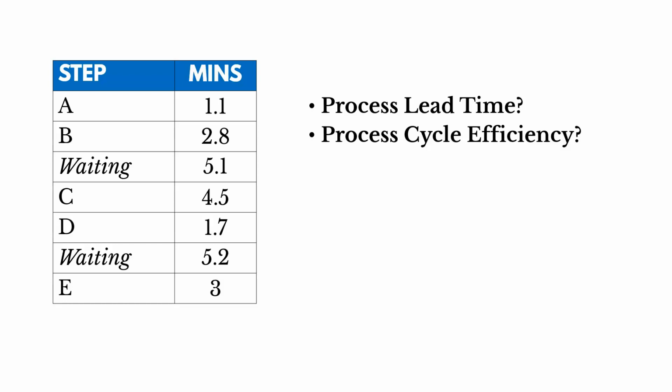And then there's process cycle efficiency. So what we're going to do first is, since we've already identified the lead time, we need to know what portion of that is value added. So if we add the steps A, B, C, D, and E, assuming those are value added steps, if we add those together, we get 13.1 minutes. And so if we take 13.1 minutes, our value added time, and divide it by 23.4, our total lead time, our process cycle efficiency is going to be 55.98%. So of all of the lead time, about 56% of it is value added. Okay, so that's process lead time and process cycle efficiency.